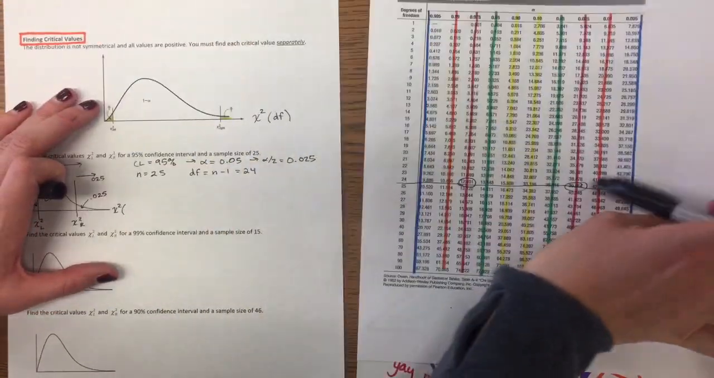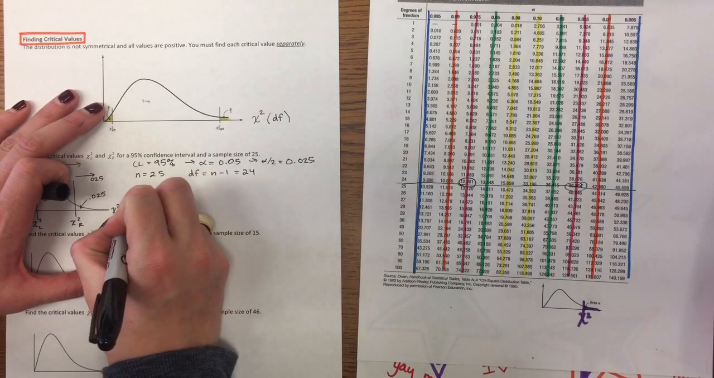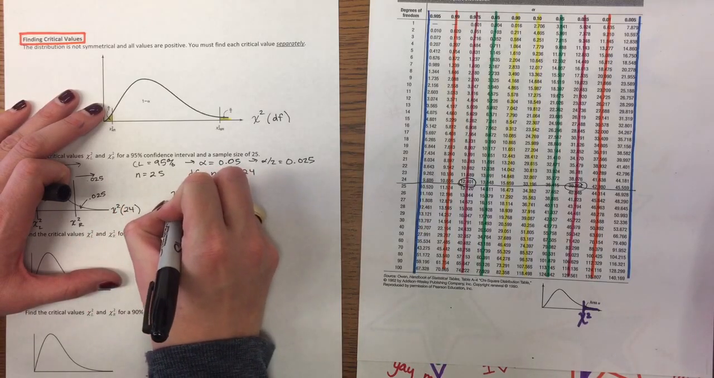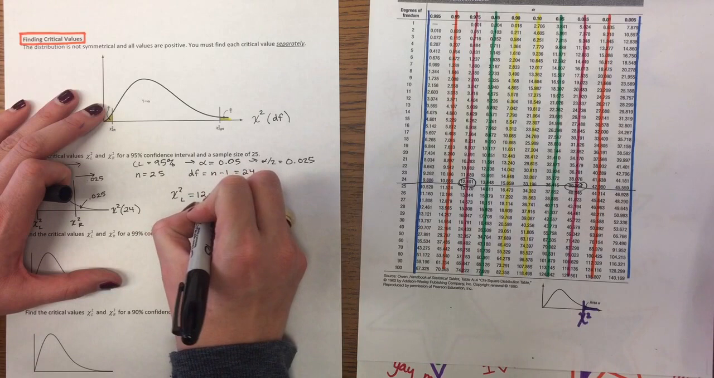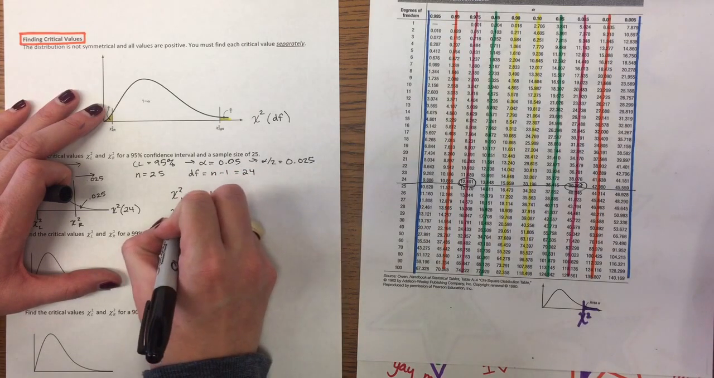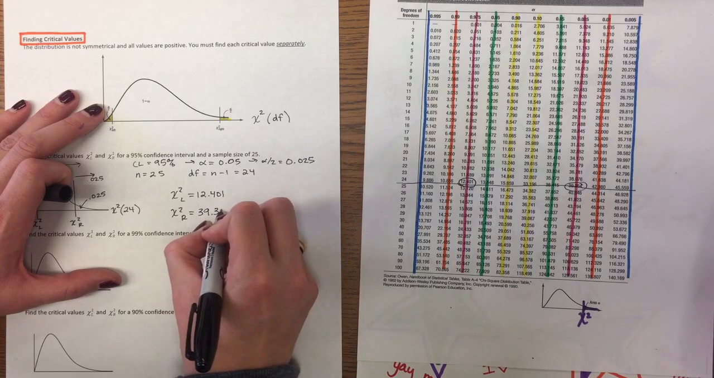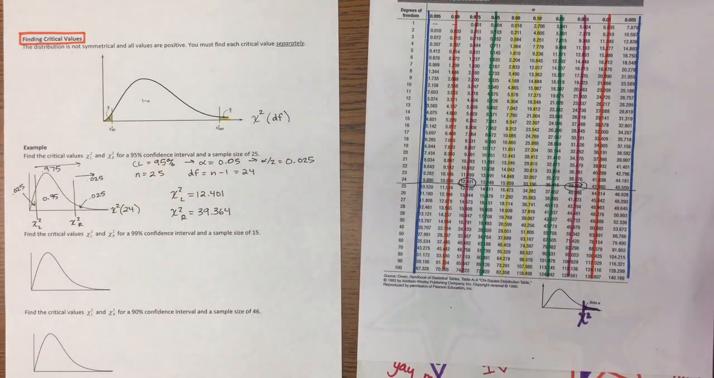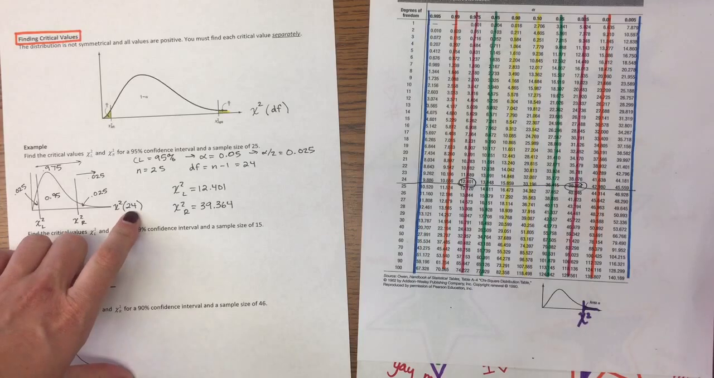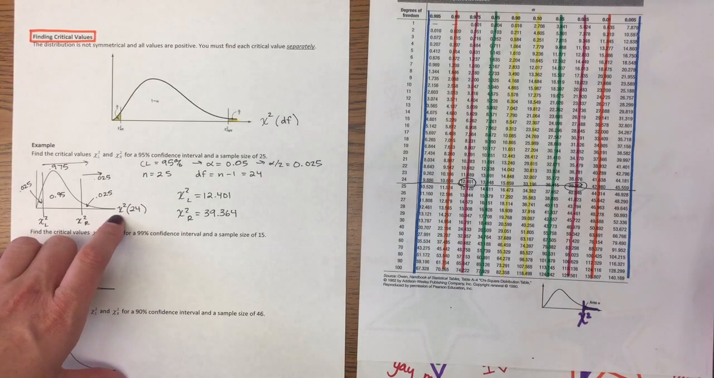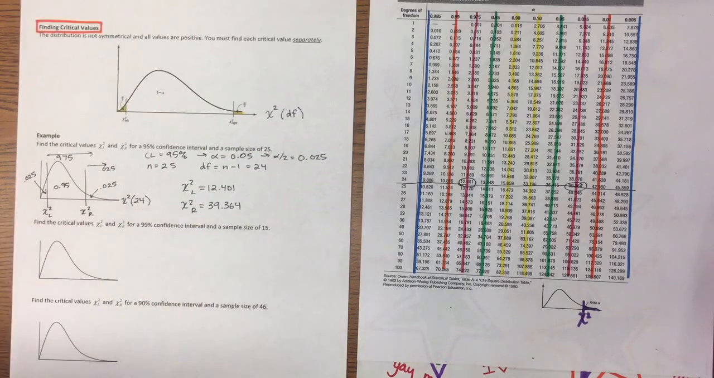That gives me a chi-square left value of 12.401 and a chi-square right value of 39.364. So those are my two chi-square values. You'll notice I added 24 in parentheses here. We're labeling this graph as chi-square with 24 degrees of freedom.